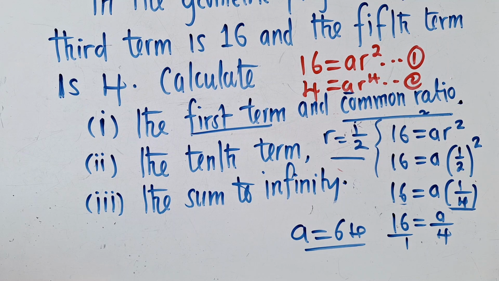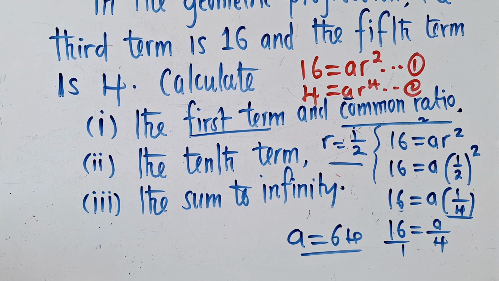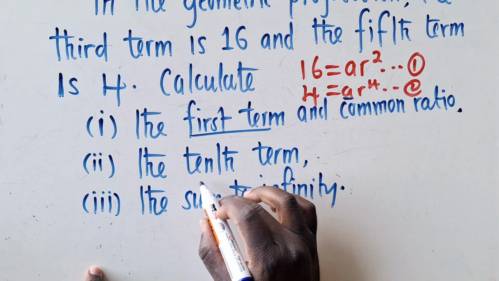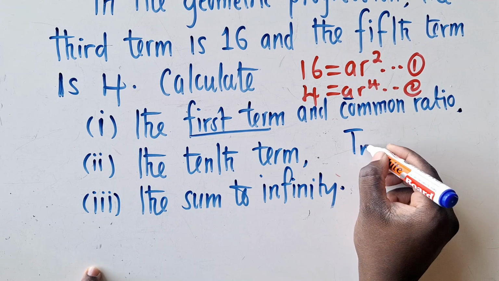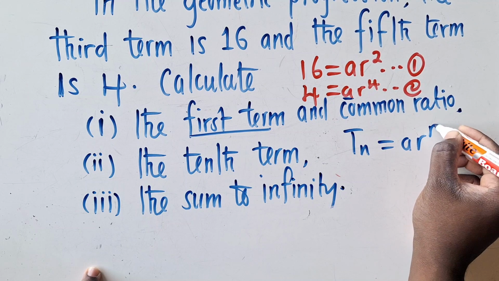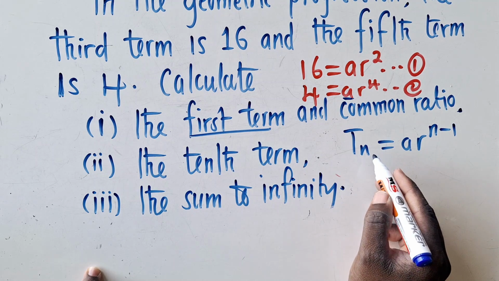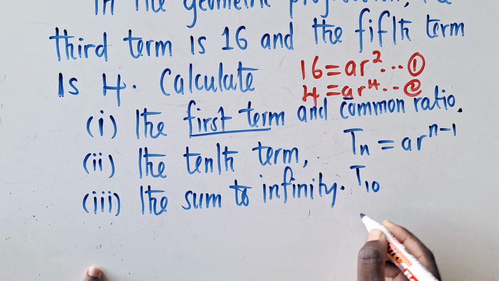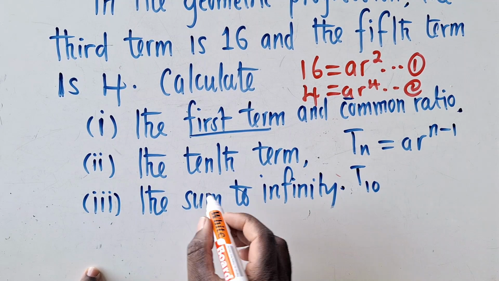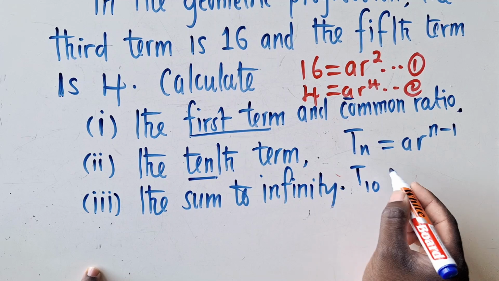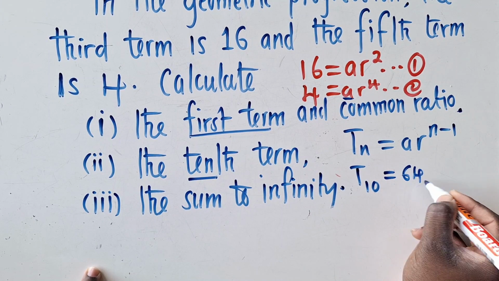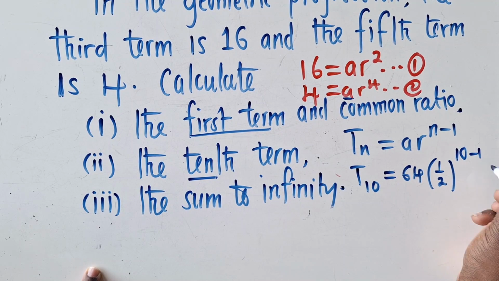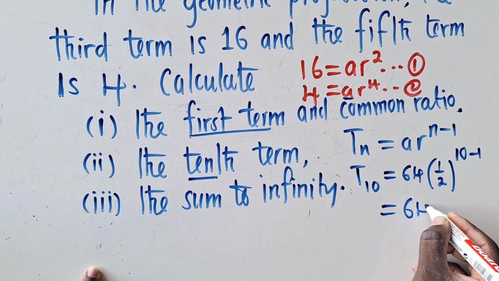Let's now go to question 2 and see what we're supposed to do. For question number 2 here, they are saying we calculate the 10th term. For the term, you use this formula. It's called the term formula. And here we are going to write t subscript 10. What they're asking us in the question is the n. For the a, we found the a to be equal to 64. R, it was 1 over 2. So where there's n here, we put what they're asking us, which is the 10th term.